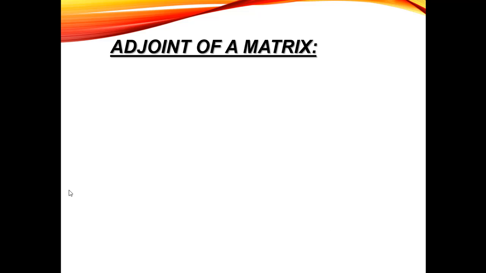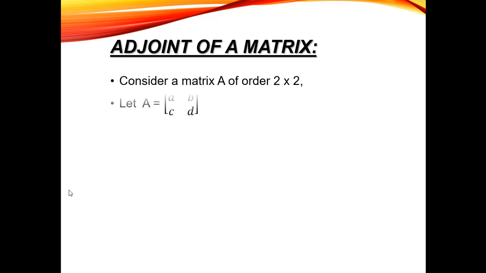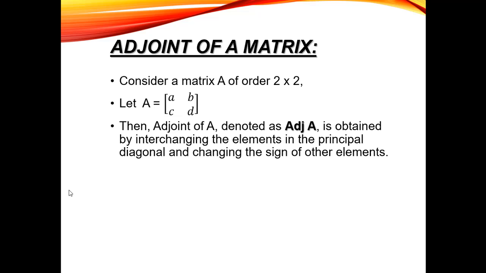Finally, adjoint of a matrix. What is the adjoint of a matrix? Consider a matrix A of order 2 by 2, as we have seen, containing the elements a, b, c and d. The adjoint of a matrix, denoted as adj A, where adj is the short form of adjoint, is obtained by interchanging the elements in the principal diagonal and changing the sign of the other elements.